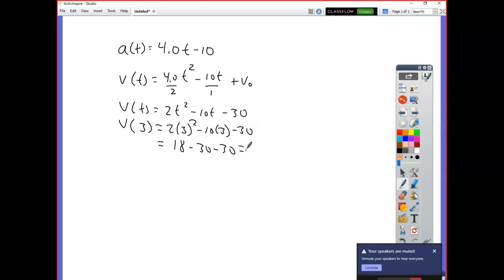I'm getting negative 42 meters per second. Somebody check me, that doesn't feel right. Well, you agree that I'm probably right in spite of myself.